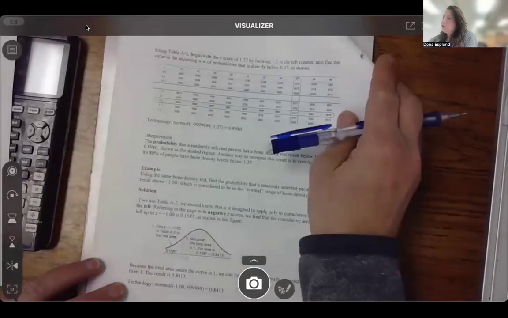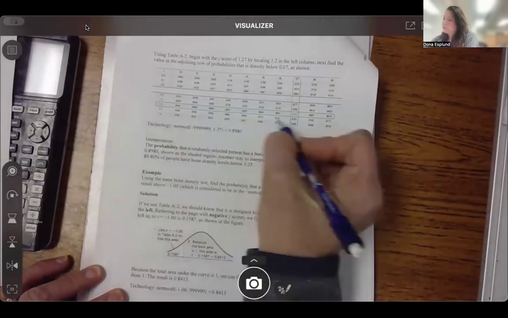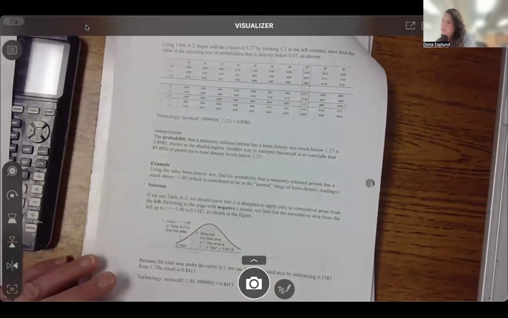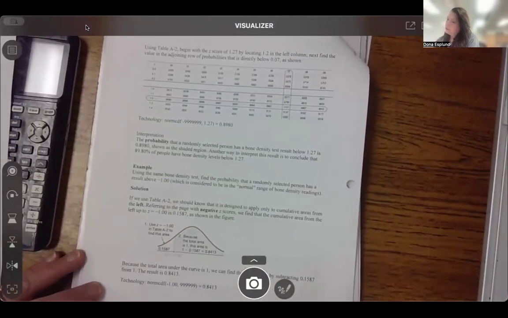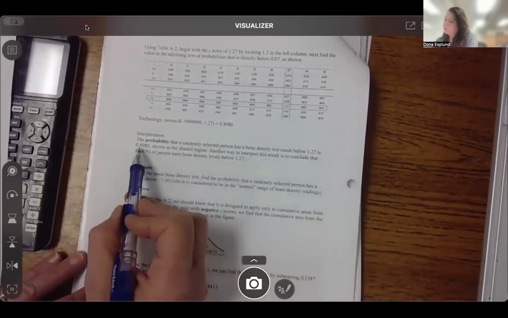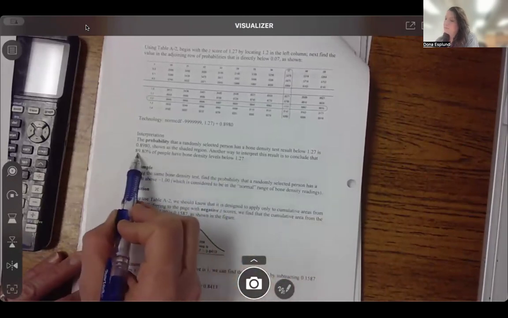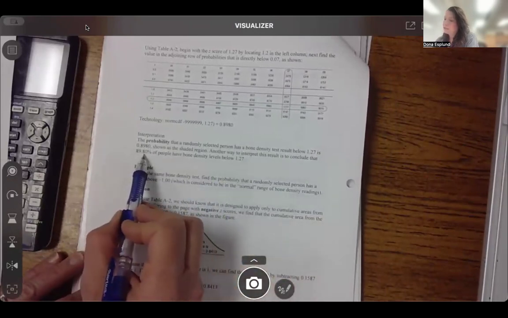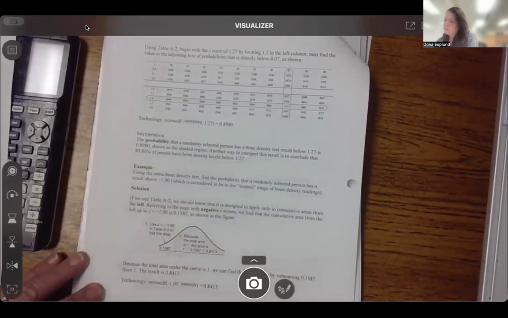The second page just talks about what I went through, how we came down and looked for the columns. Then the interpretation: the probability of 1.27 is 0.8980, which would mean that 89.8% of the people have bone density levels that are below this amount.